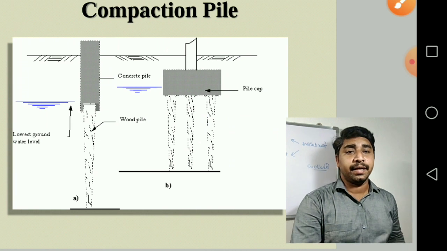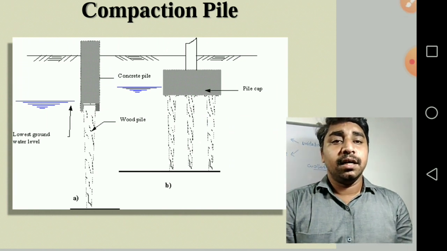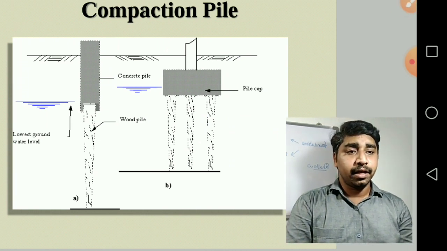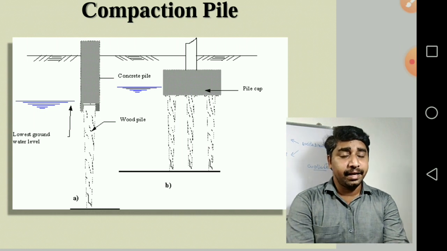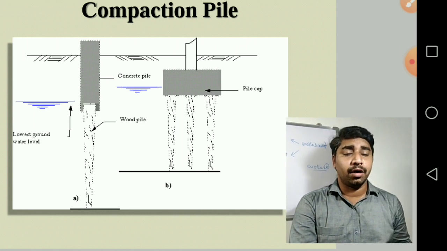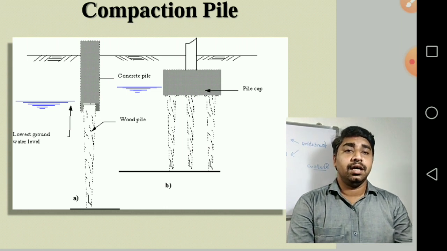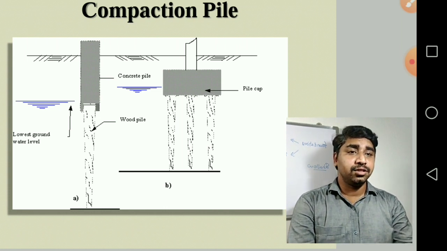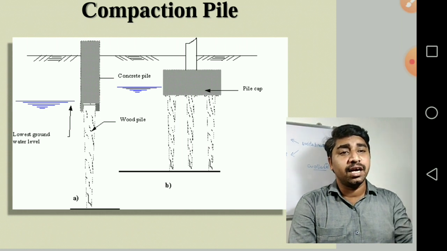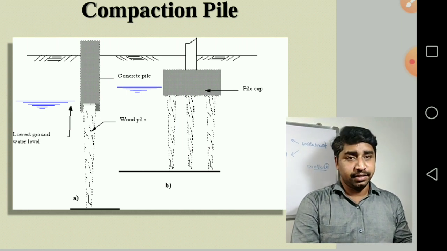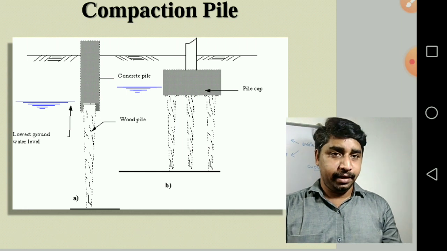So compaction piles means the pile is laid by inserting a solid column or solid shaft into the ground by means of compaction. By means of compaction, if you are going to drive the pile below the ground surface, then it is called a compaction pile.